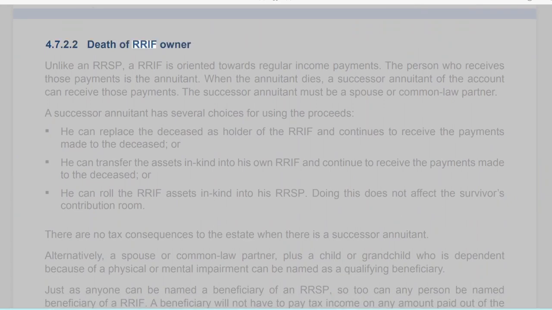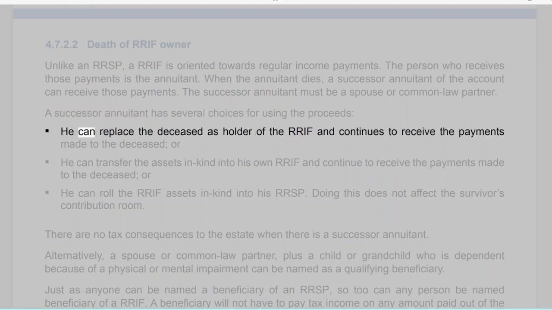4.7.2.2 Death of RRIF Owner. Unlike an RRSP, a RRIF is oriented towards regular income payments. The person who receives those payments is the annuitant. When the annuitant dies, a successor annuitant of the account can receive those payments. The successor annuitant must be a spouse or common law partner. A successor annuitant has several choices for using the proceeds.